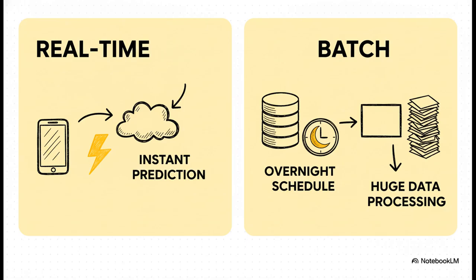And the designer gives you 2 main ways to do that. You can go real-time, which gives you a web service that an app can call to get an instant prediction, like right now, or you can go batch, which is built for processing huge chunks of data all at once, maybe on a schedule, like running predictions on your entire customer database every night.